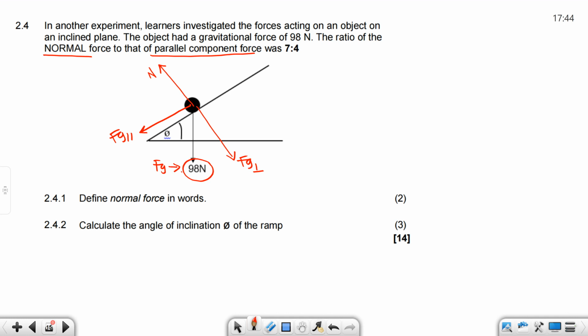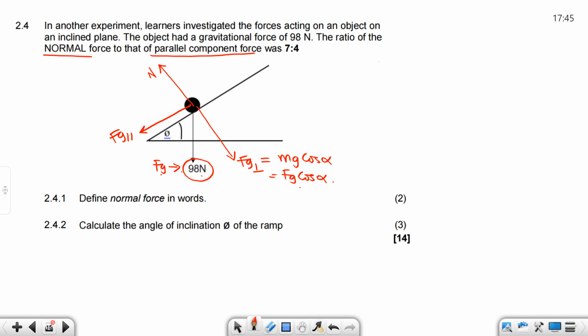No. Why are we adding? No. This is FG. Remember what this formula is. This is mg cos alpha, which is basically FG cos alpha. Now we already have our FG, which is 98. Now, can we change that into maths?